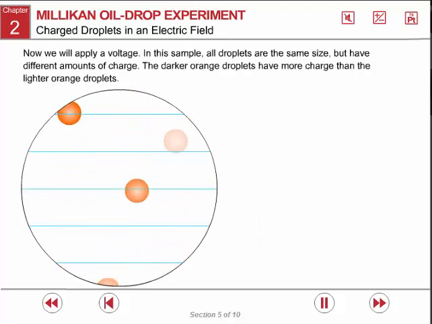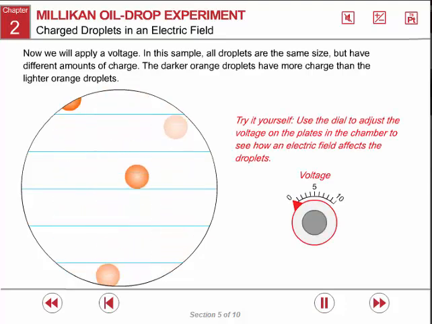In this sample, all droplets are the same size but have different amounts of charge. The darker orange droplets have more charge than the lighter orange droplets. Try it yourself. Use the dial to adjust the voltage on the plates in the chamber to see how an electric field affects the droplets.